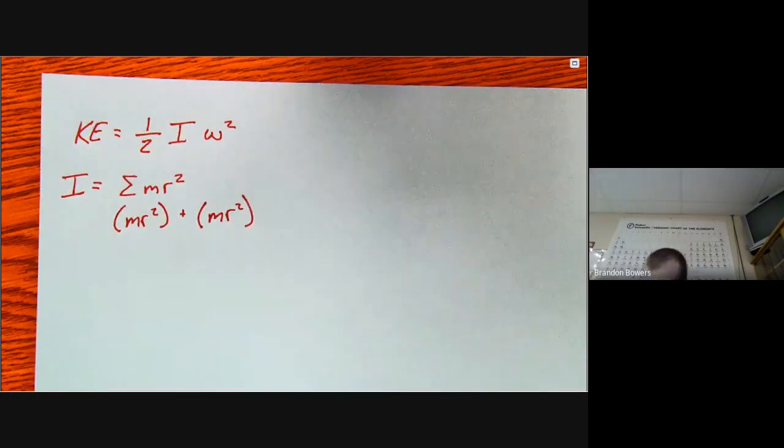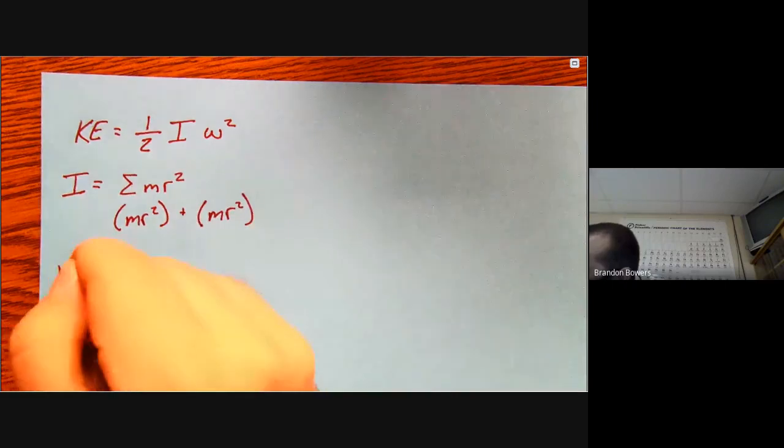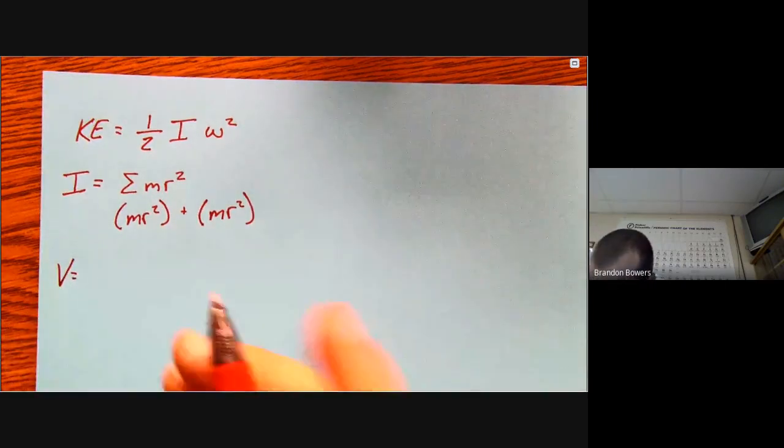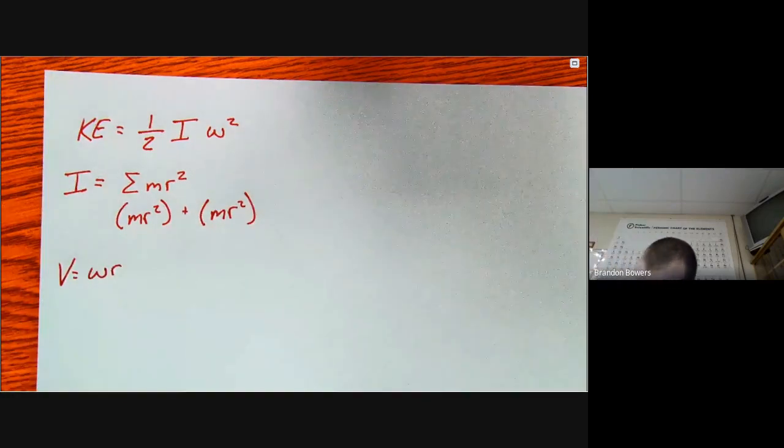All right, let's see, what else have we learned? Using omega, we know that velocity is omega r, right? Okay. And that should help us out. Those three should help us out with these upcoming problems.